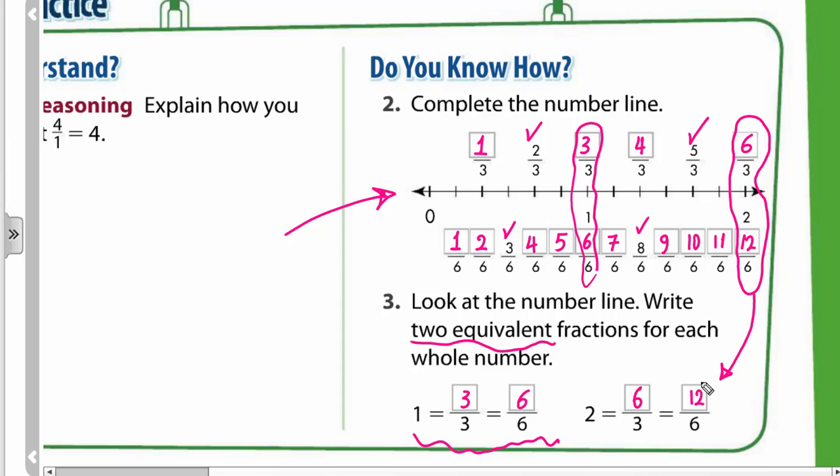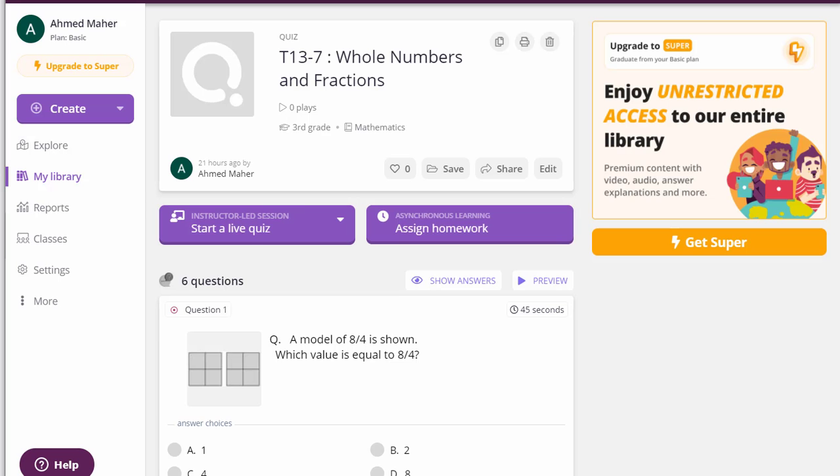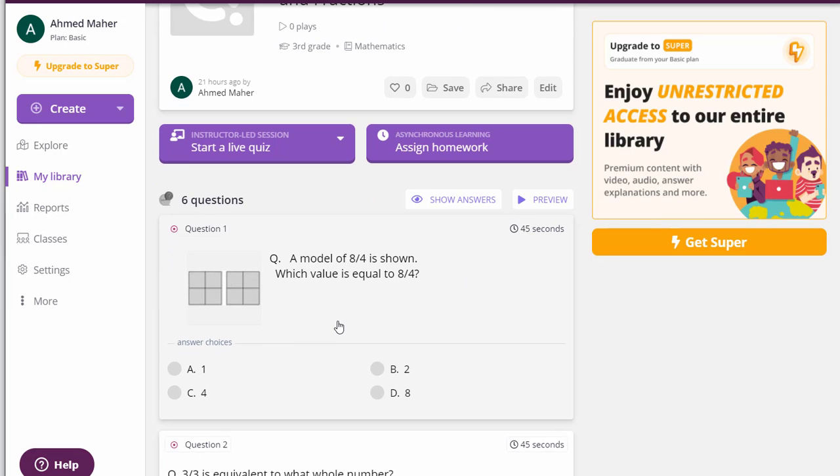So, it's the time for the game. Okay, I'll stop sharing my screen now and I'll send to you the link of the game. And now let's start solving. Starting with this question. This is the first question.